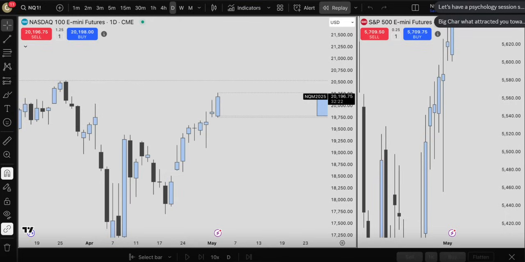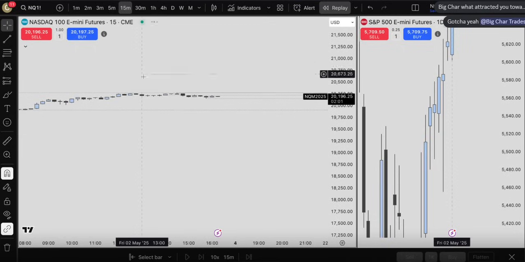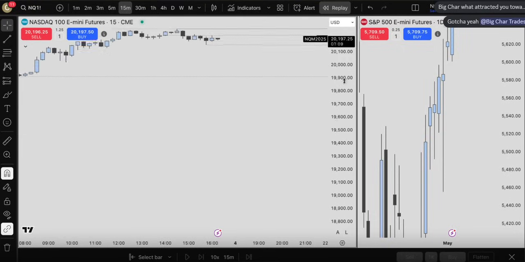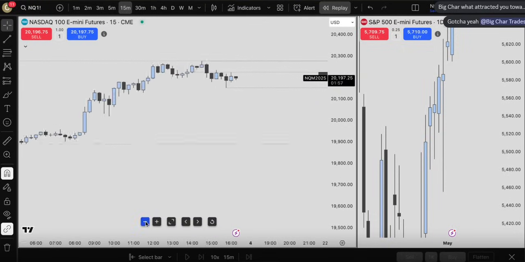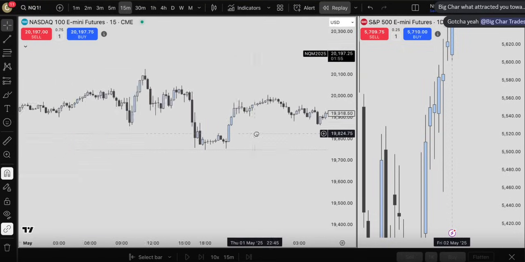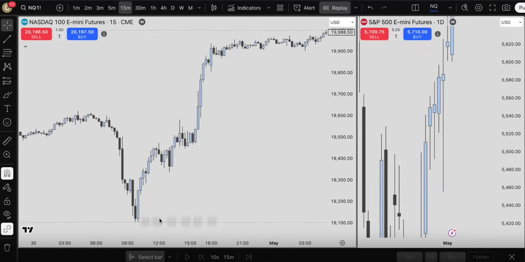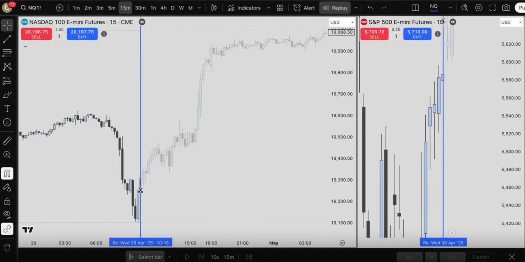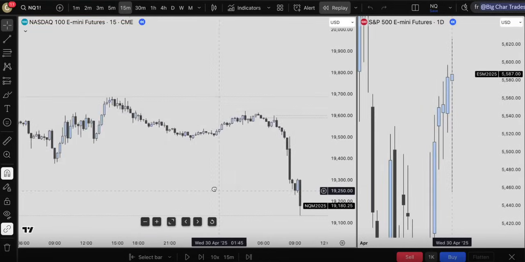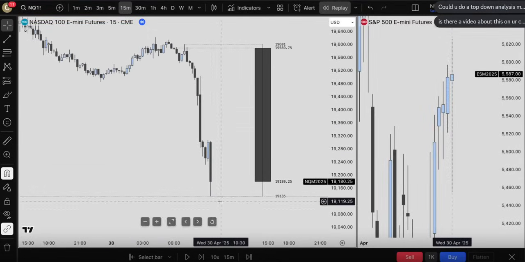Nothing would have invalidated longs for me on Wednesday. So on Wednesday, right? Let me go to Wednesday at like 9 a.m. Where's Wednesday? Okay, Wednesday's right here. Okay, Wednesday at 9:45. All right, this is Wednesday at 9:45.